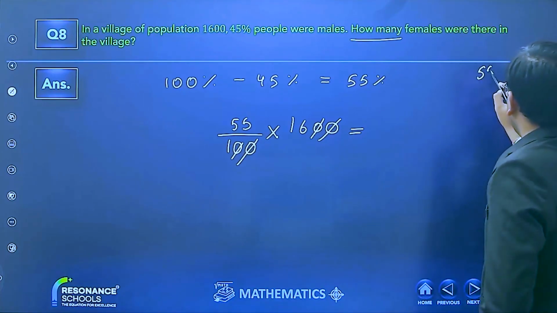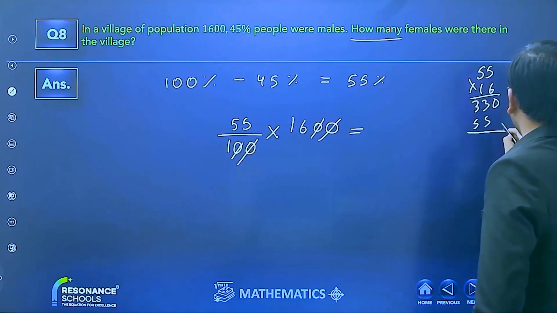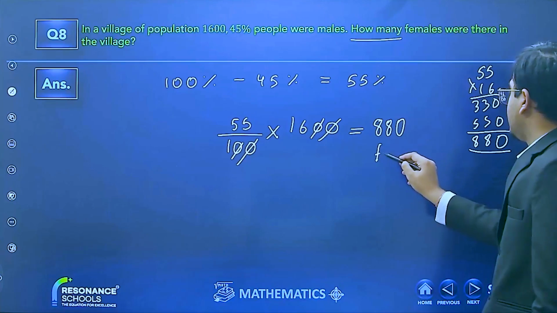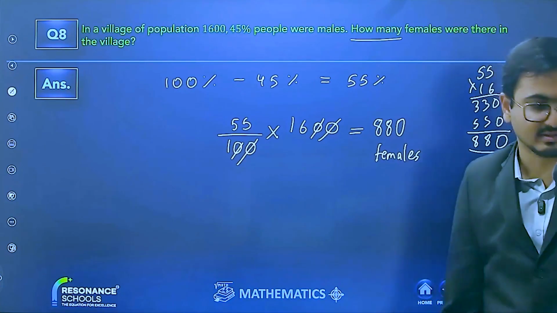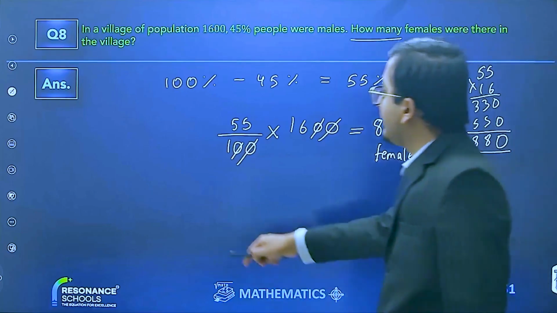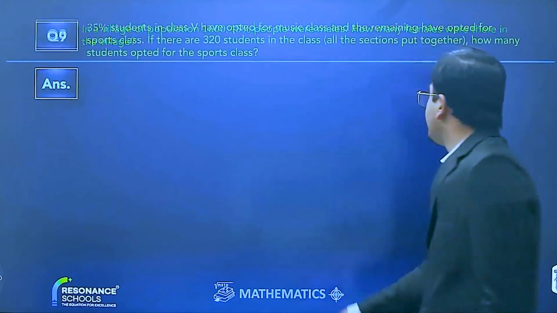So 55 into 60. 0 carry over 3, 33, 55. So that is 880 females. Clear? With the same logic, come on everyone, do this now.